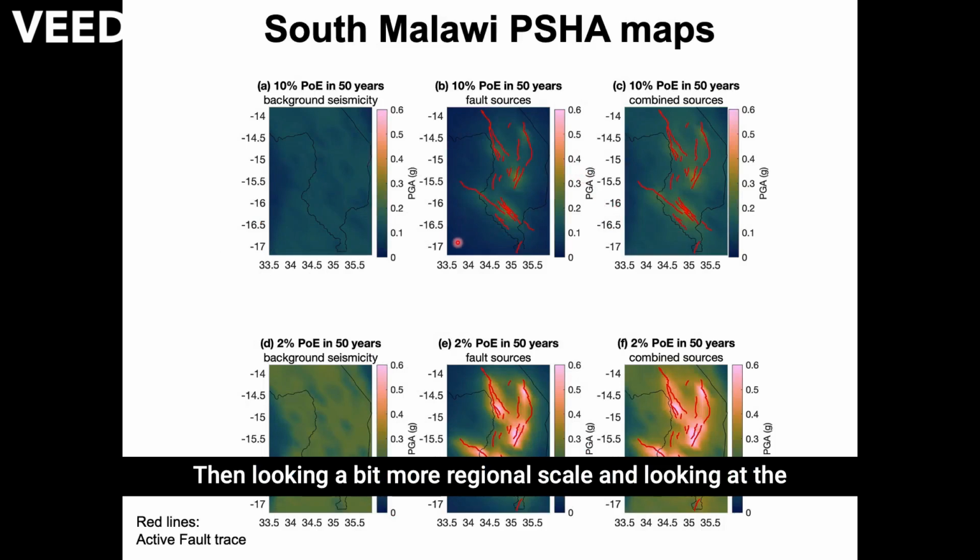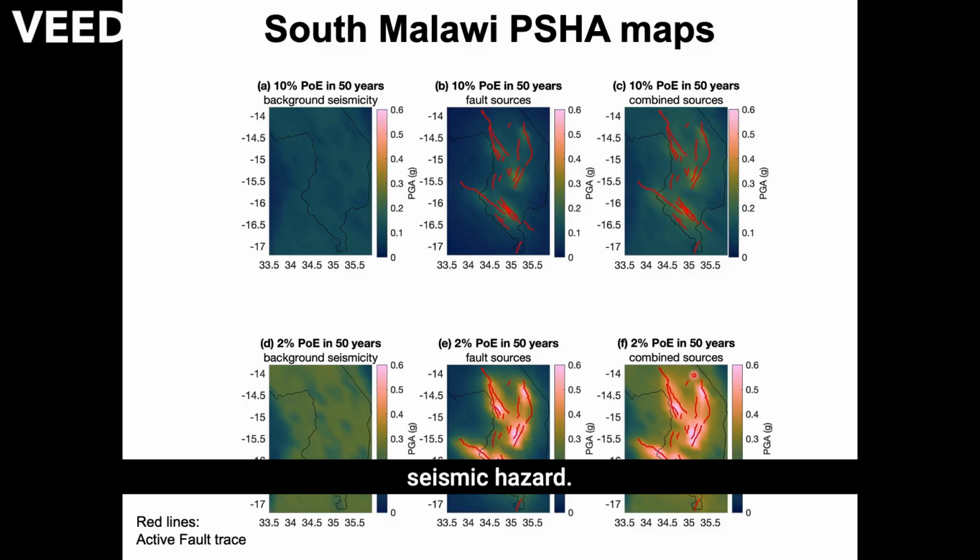Then looking a bit more at the regional scale and at the seismic hazard maps that we've developed using this approach, considering background seismicity, considering the fault sources, and considering a combination of the two, we can see how fault sources are very important, and our approach is really suggesting the active faults that we can identify in southern Malawi are very important in terms of the spatial distribution of its seismic hazard.